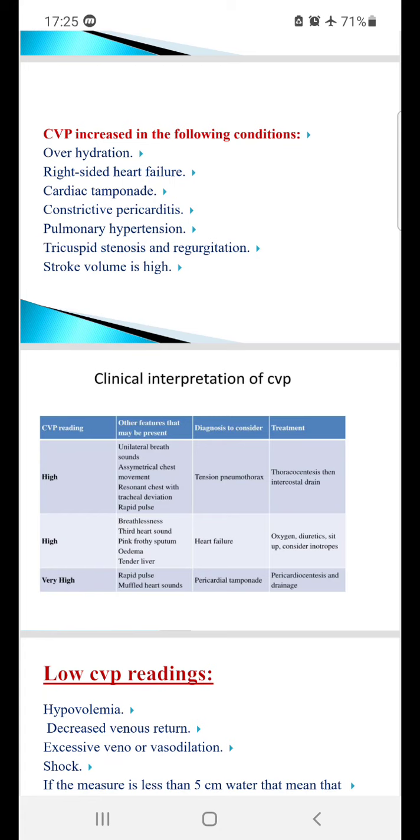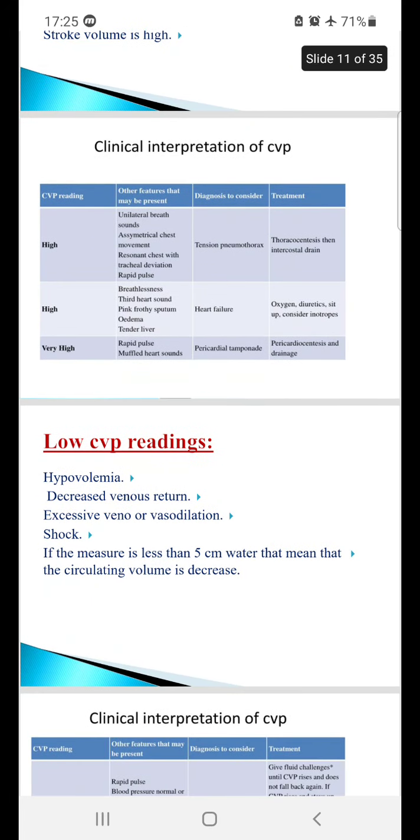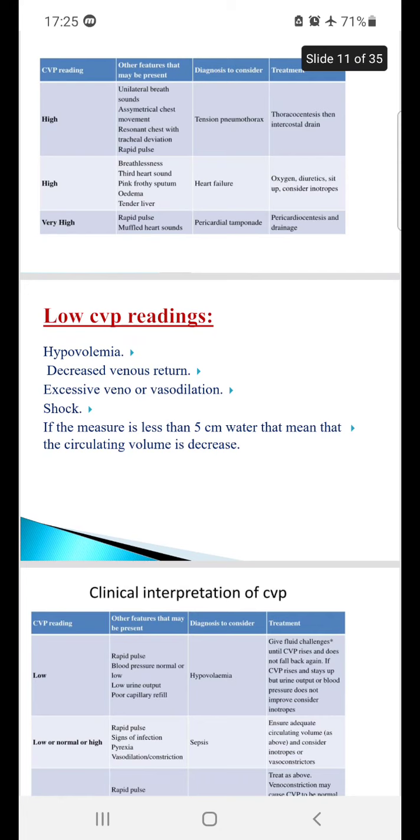Very high CVP, rapid pulse, muffled heart sounds. Diagnosis to consider: pericardial tamponade. Treatment: pericardiocentesis and drainage. Low CVP readings occur in hypovolemia, decreased venous return, excessive venous or arterial vasodilatation, and shock.